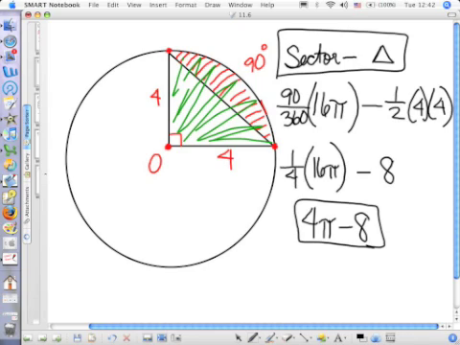So the area of just the little red colored in section is 4 pi minus 8, which is an actual number, but we're just going to leave it like this for now. So that's just the little red piece. Anytime you're faced with something like that tonight on homework, you're going to have to find the whole sector and then take out the triangle. All right?